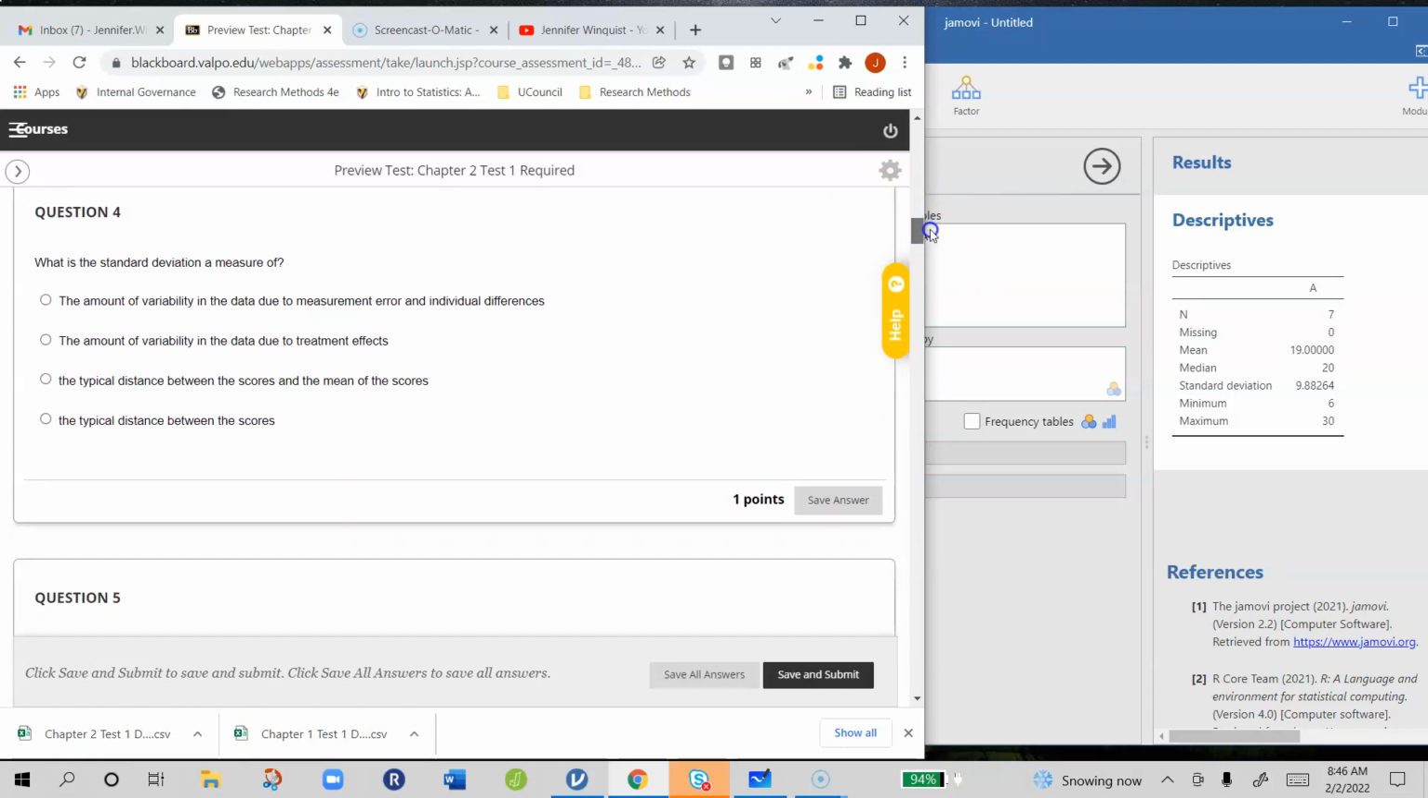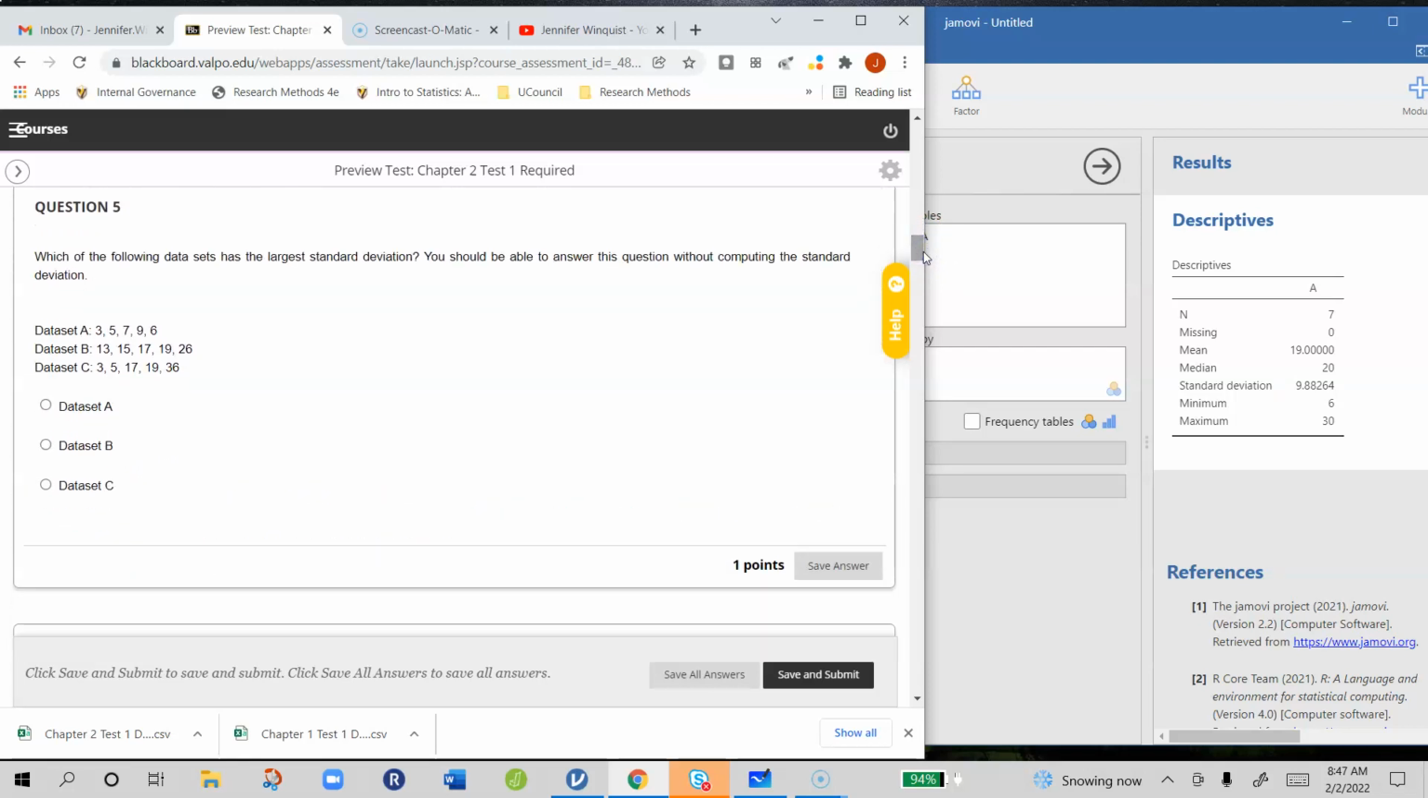All right, number 4, what is the standard deviation a measure of? So the standard deviation is a measure of the typical distance scores are from the mean. Right? It's not the distance between the scores and each other. It doesn't tell us how much variability is due to specific things. It's just telling us the typical amount of variability between the scores and the mean of those scores. Right.